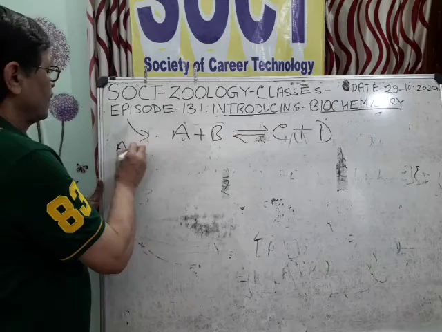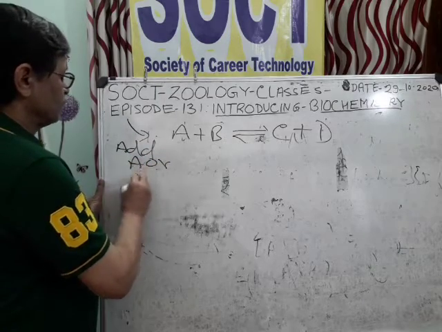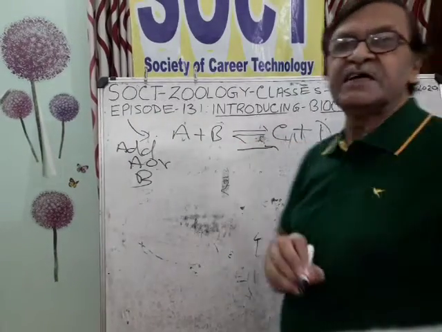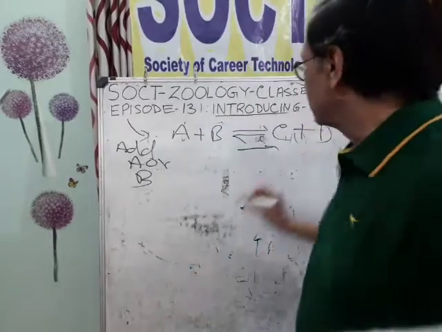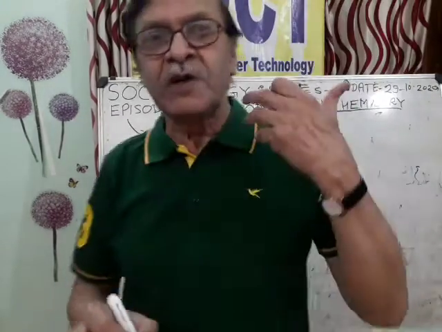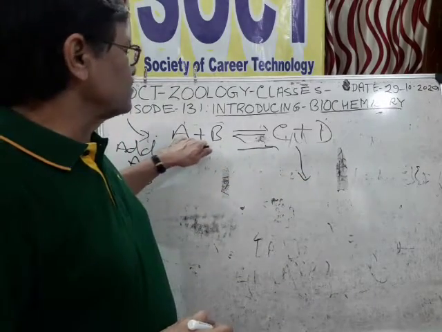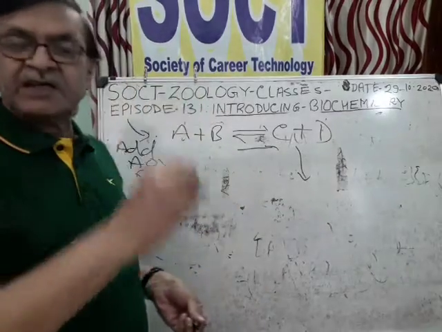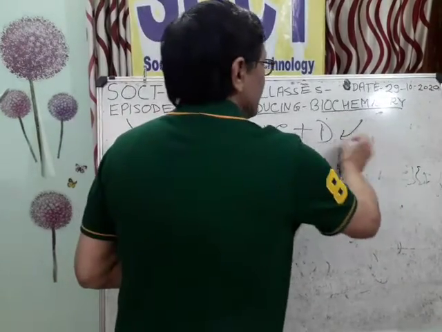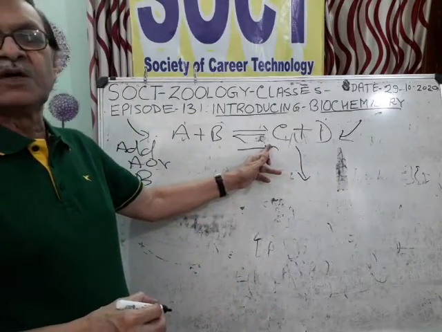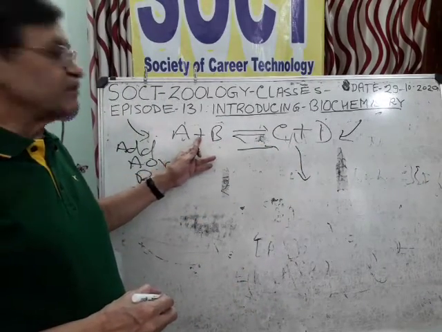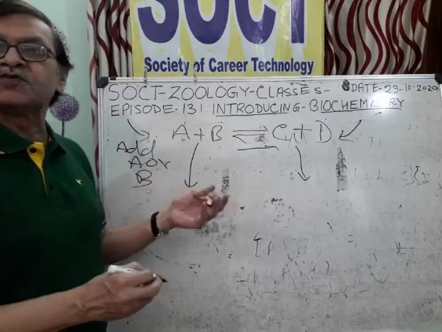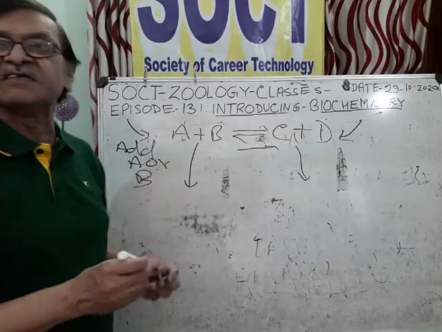If we add A or B, again some of the A and B molecules will combine to form C and D. Or another way is, if some of the C or D molecules are removed, then again some A and B molecules will combine to form C and D. Vice versa, if some C and D molecules are added, then the direction of reaction will be on this side. Or if A or B molecules are removed, then also the reaction will take place in this direction.